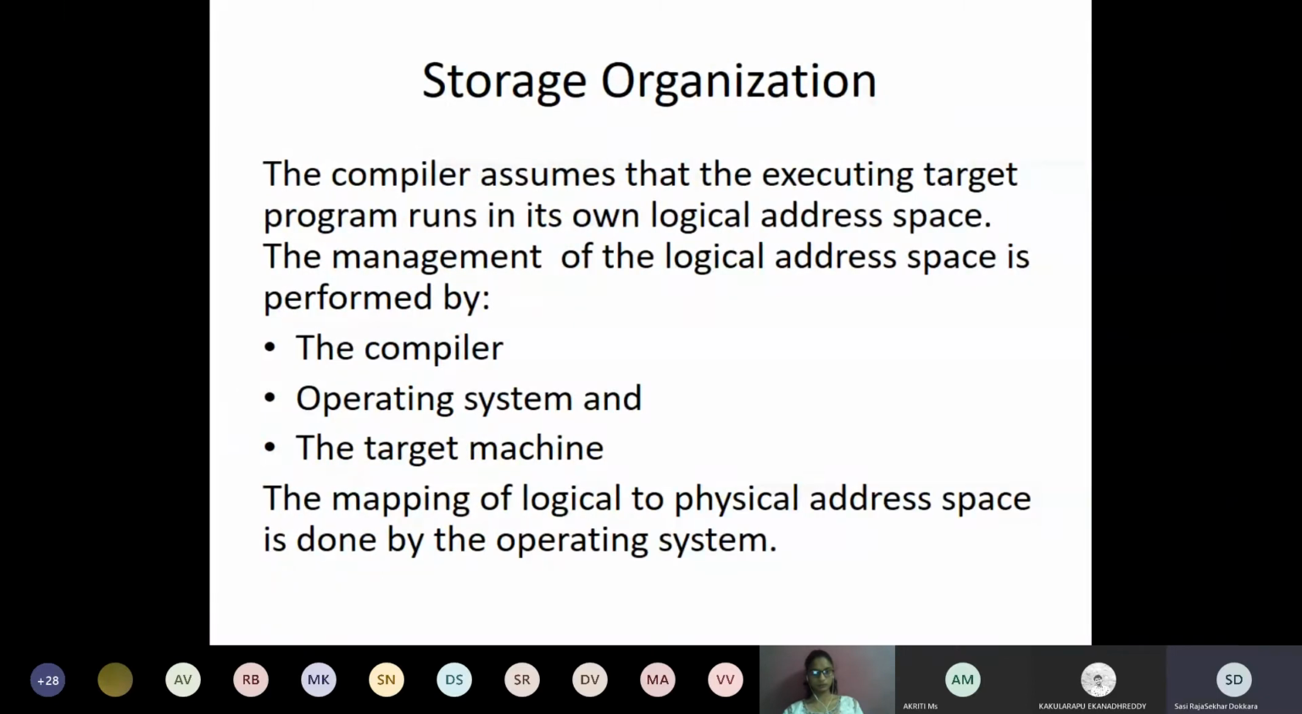So we start with the storage organization. The compiler assumes that the executing target program runs in its own logical address space.